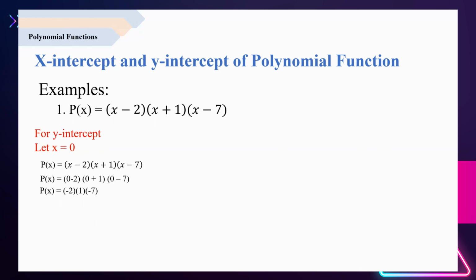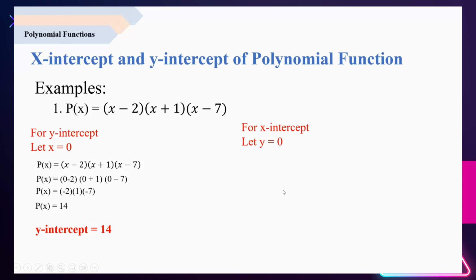Next, let us identify the x-intercept. This time naman, let y is equal to 0. So para makuha naman natin yung x-intercept, dapat yung y natin is equal to 0. So p of x is equal to x minus 2, x plus 1, x minus 7. Therefore, p of x natin ay 0 is equal to x minus 2 times x plus 1 times x minus 7. And i-bring down lang natin kasi naka-factor naman siya. So x minus 2, then we have x plus 1, then we have x minus 7. And these terms will be equated into 0.